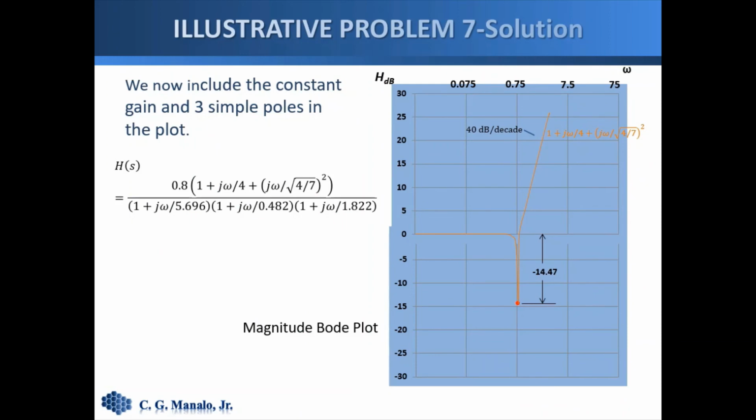So here's the plot of our quadratic zero again. So let's plot the remaining factors. For a constant gain 0.8, that will be the plot. For our simple pole, this one. So this is the plot. For this simple pole again, this is the plot. And for the last simple pole, this will be the plot. So combining all the plots, we'll get this final plot.